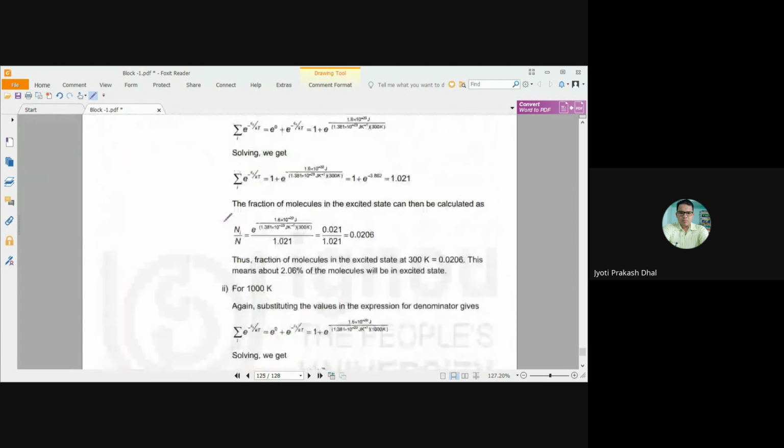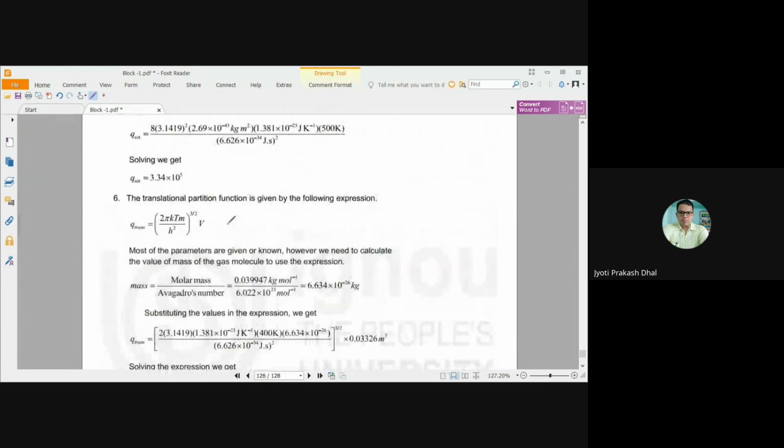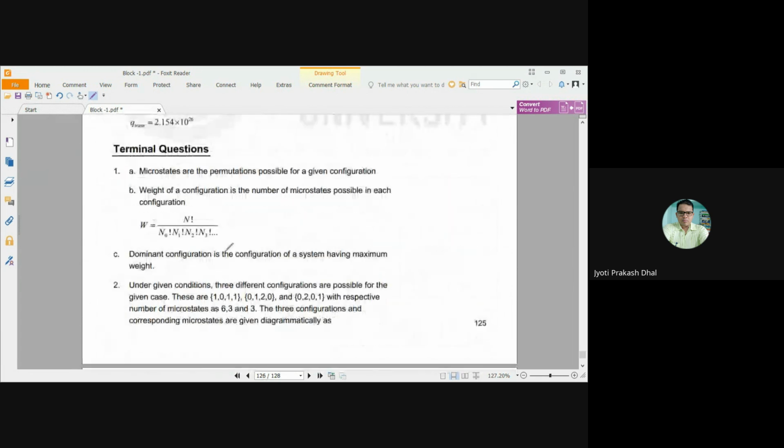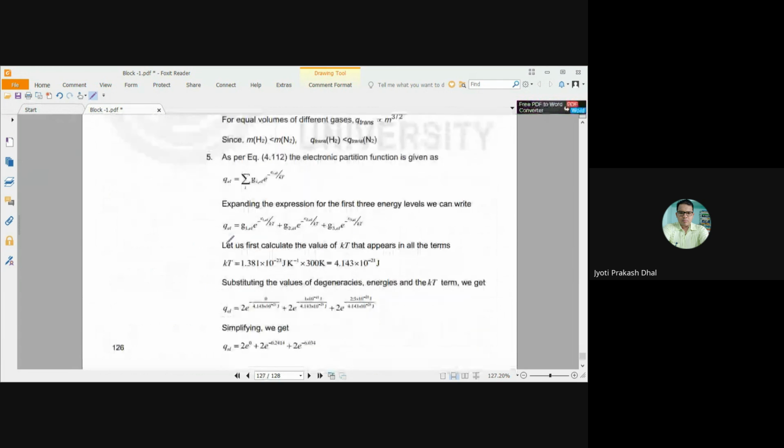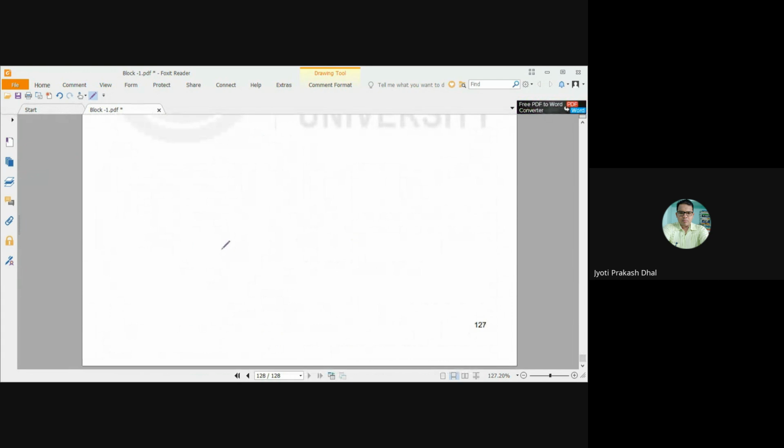So here are the solutions of the above questions. All these things we have discussed, and here some terminal questions are there. That also has the solution. Okay, so we will stop here.